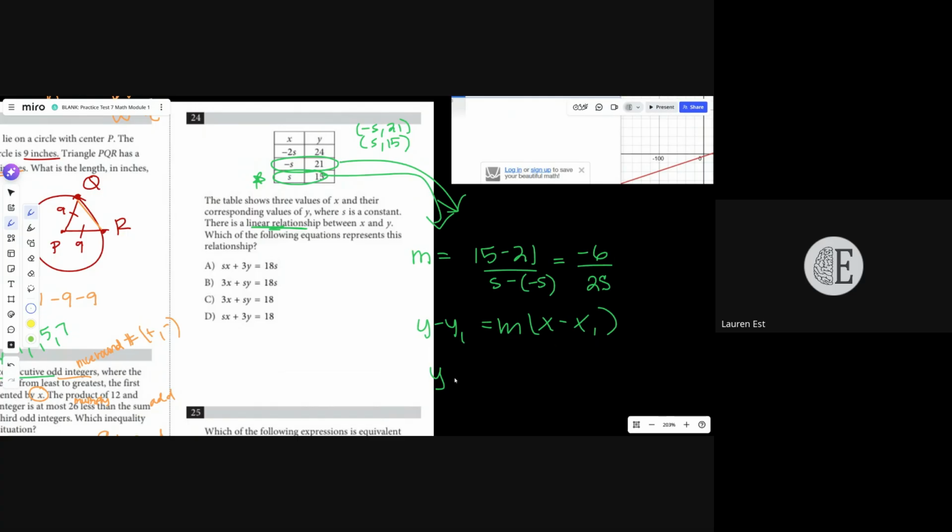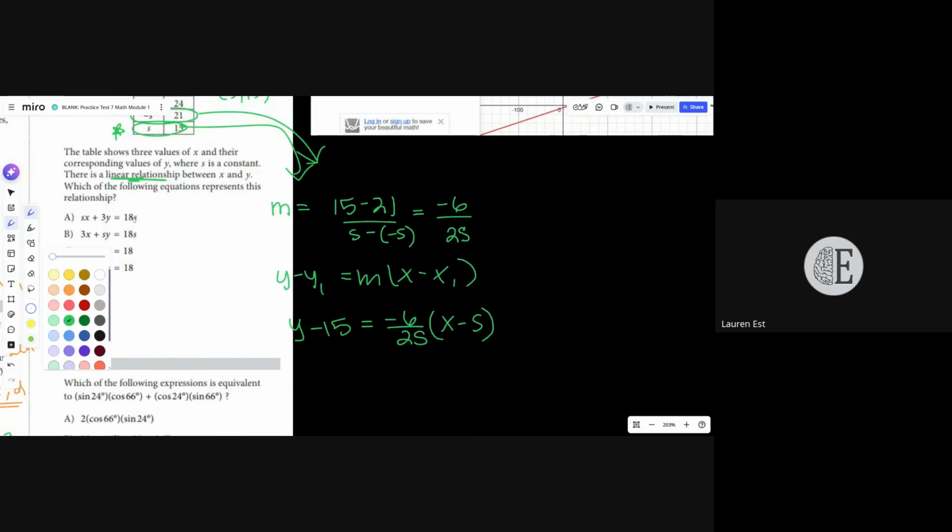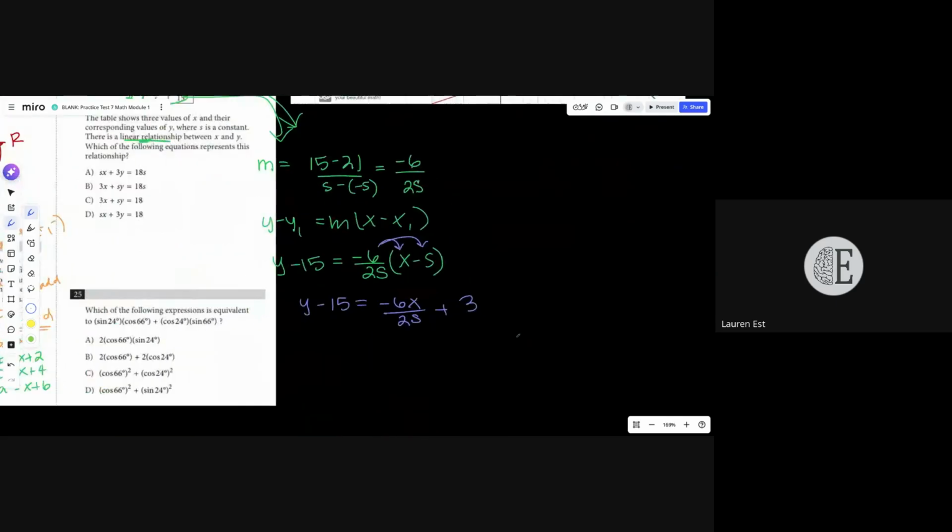I have y minus 15 is equal to m, which is negative 6 over 2s. Make sure your s is obvious. Sometimes they'll be looking like 5s and whatnot. And then x minus s. And then these are all in standard form, which I hate, but I need to put it in standard form, which I don't think I've done in a while. So y minus 15 is equal to, I distribute, I get negative 6x over 2s plus, the s's cancel. 6 divided by 2 is 3. Oh, this isn't that bad.